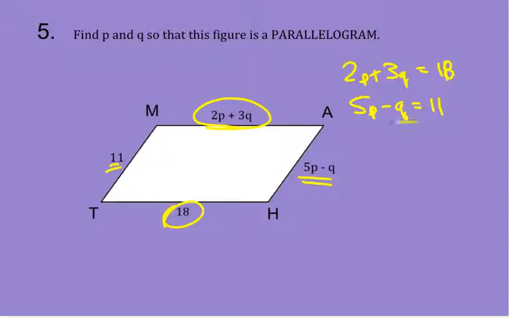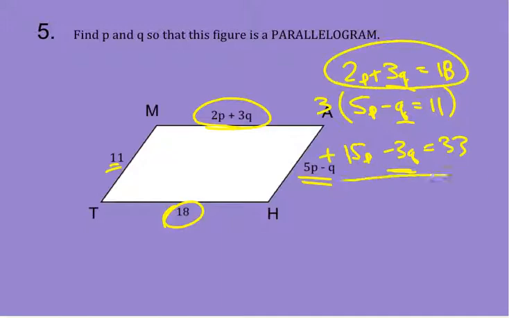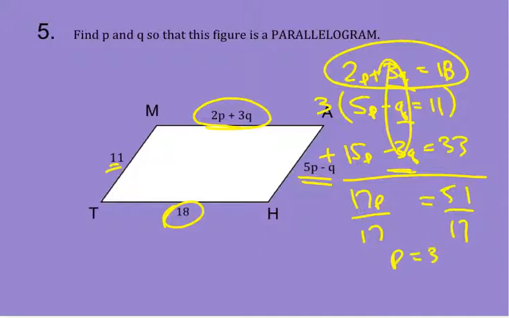Now, there are a couple different ways I can do this. I do have Q by itself, so I could work some things around and do substitution, or another way I could do it is elimination if I just multiply this one by 3. Here's what that gives me: 15P minus 3Q equals 33. Now I've got minus 3Q and plus 3Q. So if I add this one to this one, that's going to give me 17P. The Q's go away. 18 plus 33 is 51. A little division, P equals 3.